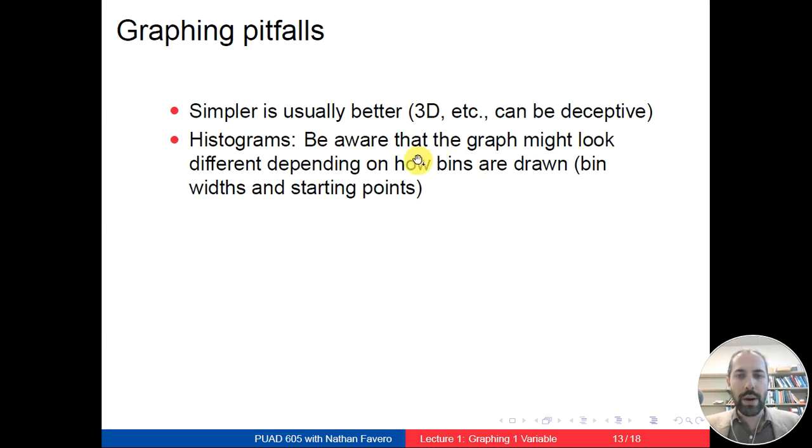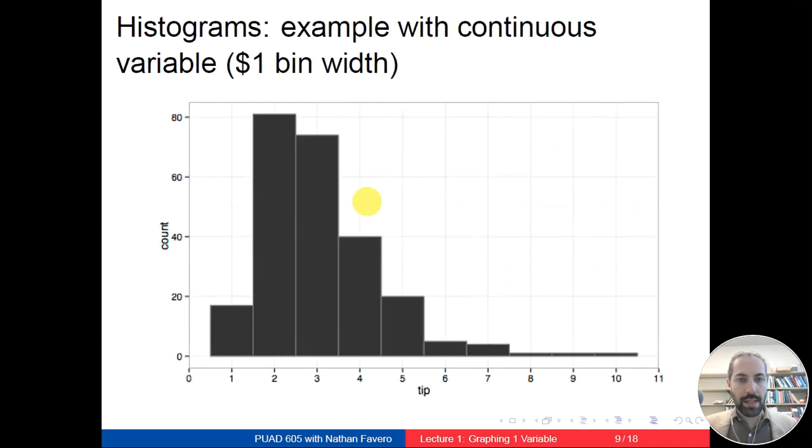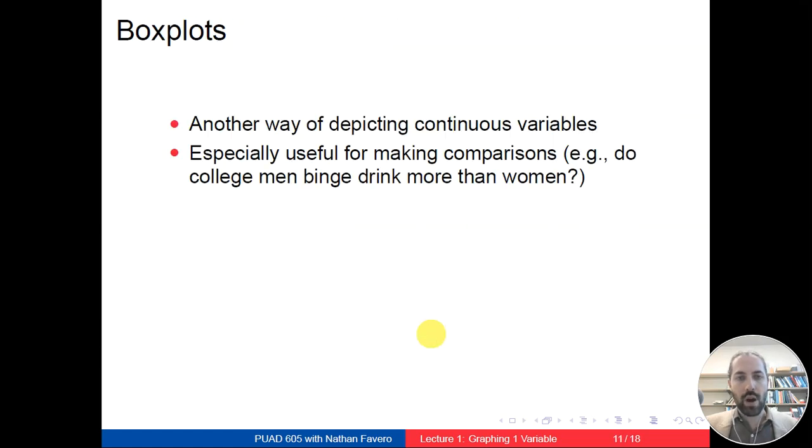With histograms, be aware that the graph might look different depending on how the bins are drawn. We already saw that example with the tipping, where if we draw very narrow bins versus wider bins, we're going to see a histogram that looks kind of different. Another point to know is that where you start the bins can also make a difference, right? So we saw the first bin, if we come back to that initial histogram, seems to start around 50 cents. Well, the histogram is going to look a little bit different if we decide to start the histogram at 75 cents instead of 50 cents, right? So just be aware that you can get histograms that look kind of different depending on the exact way that you're drawing those bins.